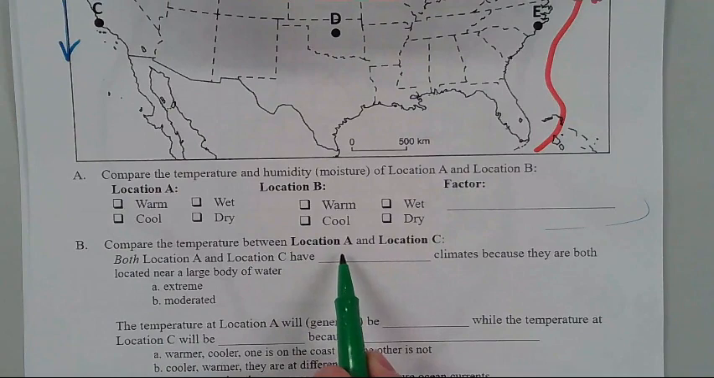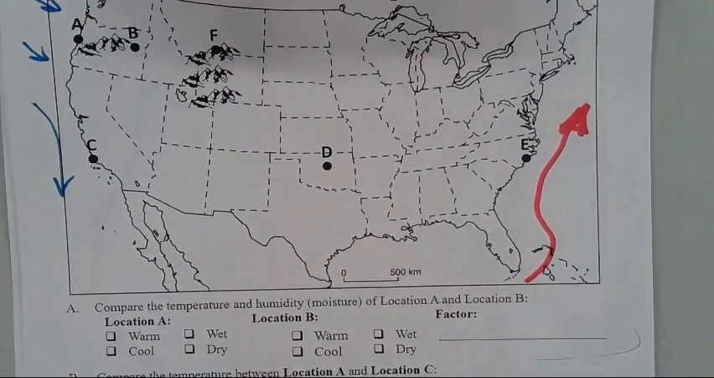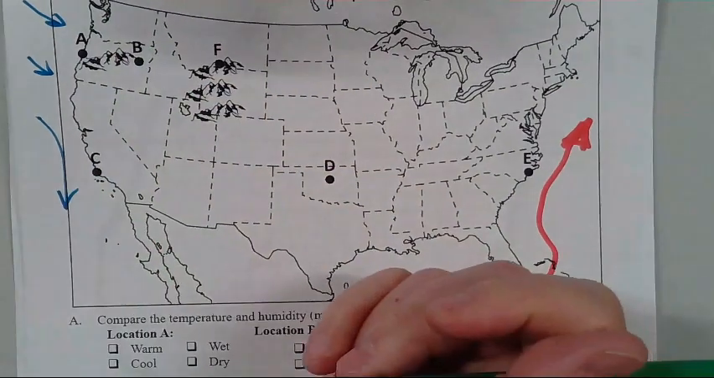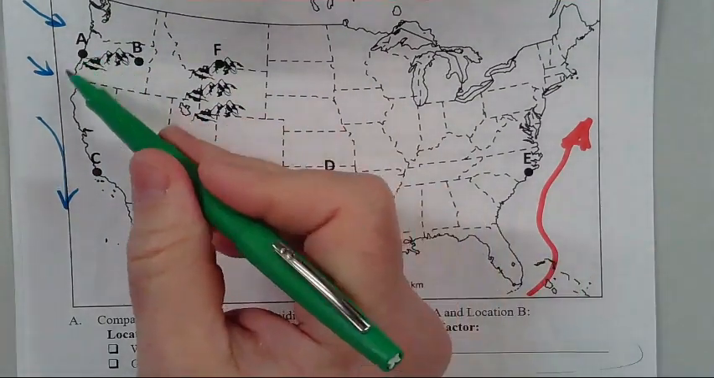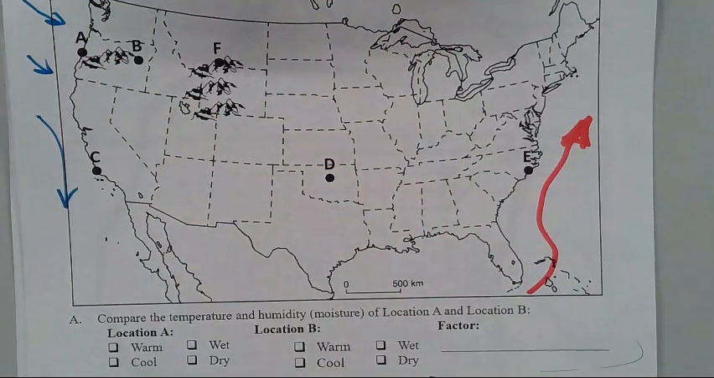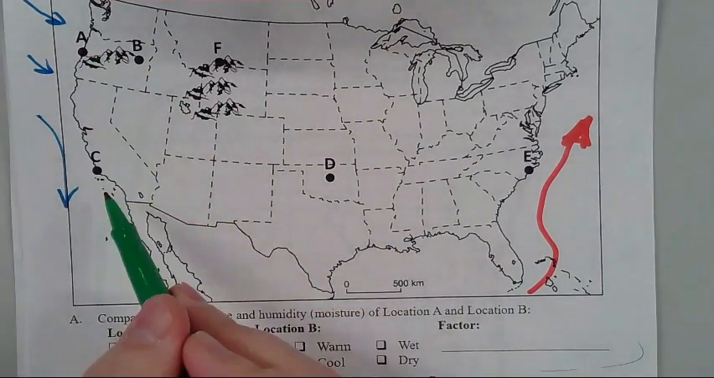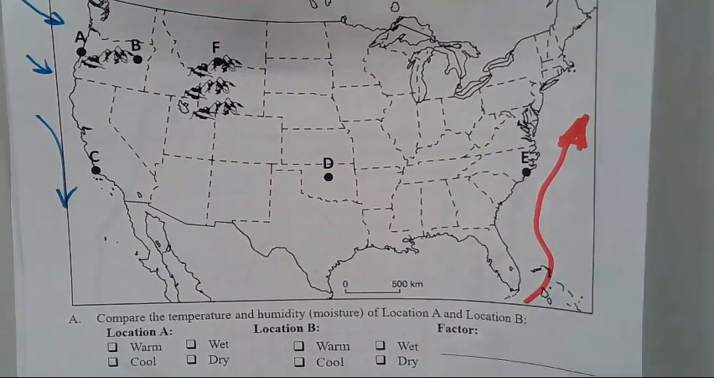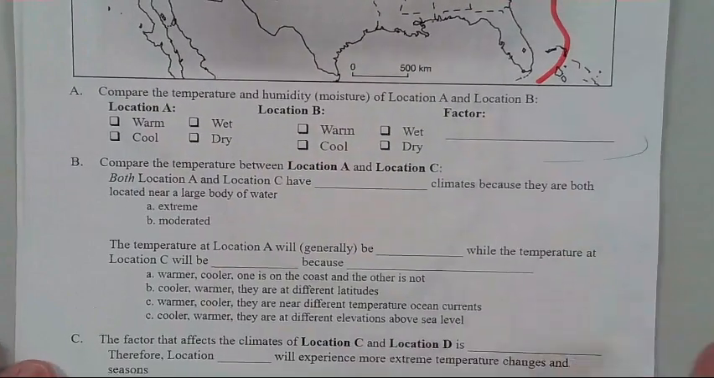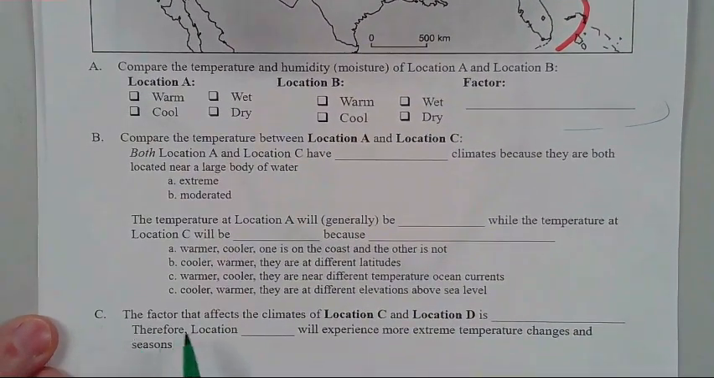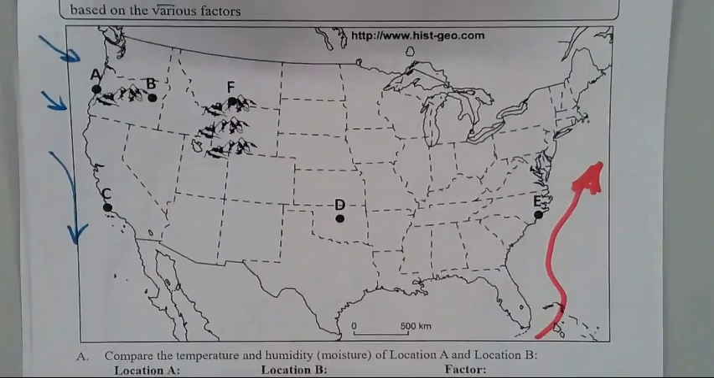Question B refers to locations A and C. Okay, they're both on the coast. So what's different about them? Don't worry too much about the mountain range here. Instead, let's focus on latitude. Okay, A is at a higher latitude than C, so refer back to the information about that to answer question B. Okay, question C. You're comparing locations C and D.